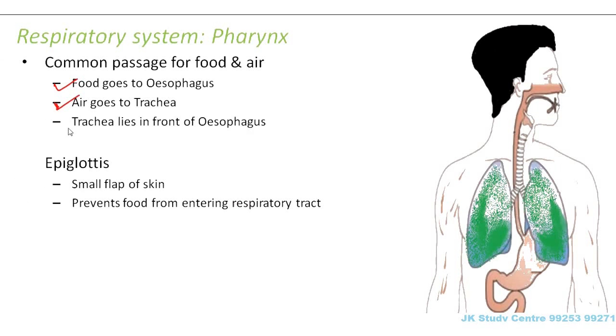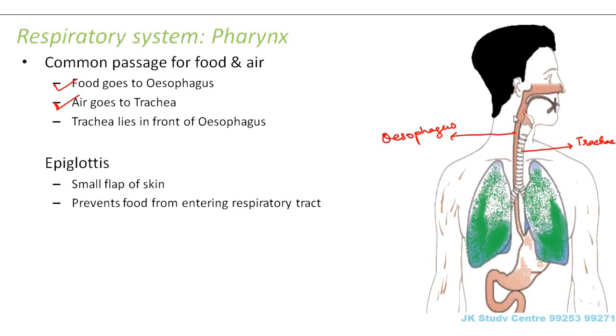Now you must be confused how the trachea and esophagus are situated. The trachea lies in front of the esophagus. Now if you look at this diagram, this is the trachea, and this red colored pipe is the esophagus. So you can see here that the esophagus lies in front of the trachea. And where do we have the pharynx? This is the pharynx. So this point is where the food and the air segregate into two different pipes.